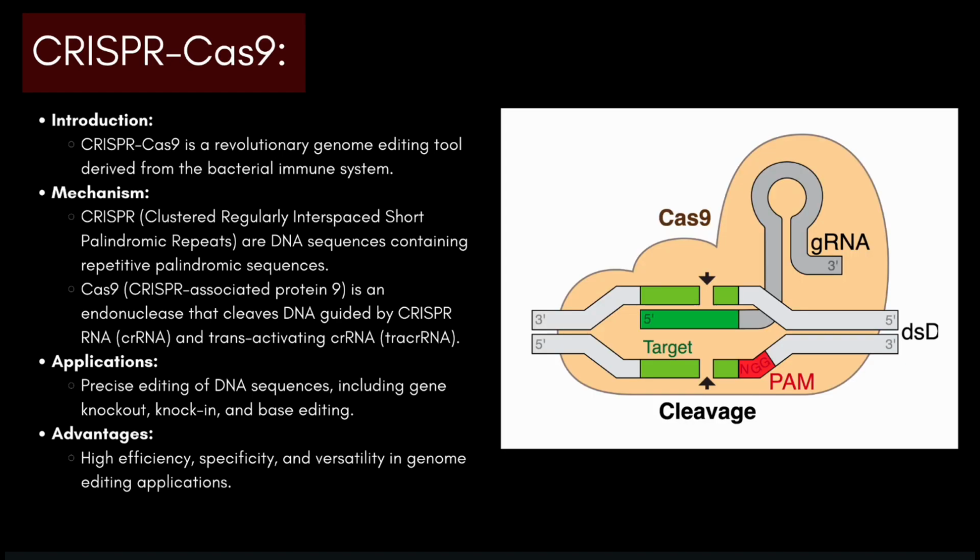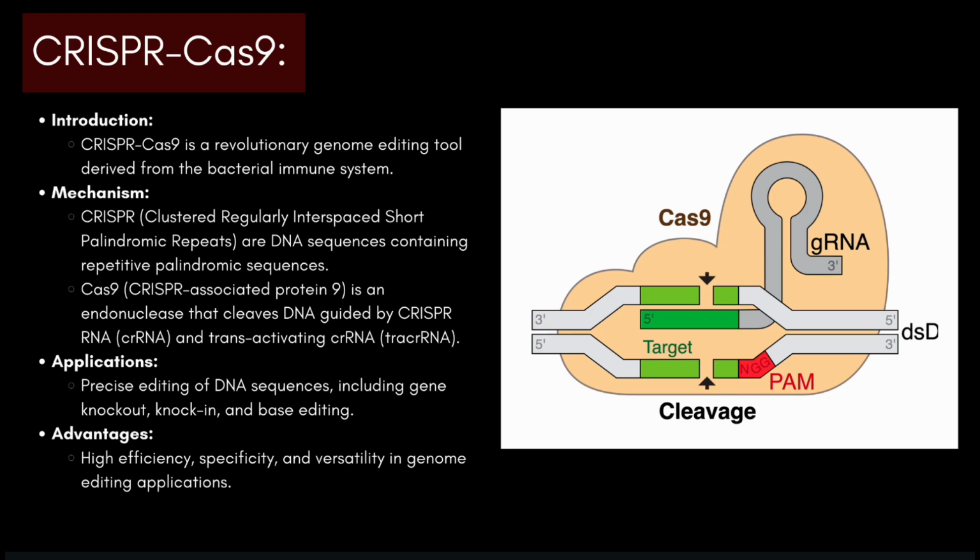Next, we have CRISPR-Cas9. CRISPR-Cas9 is a revolutionary genome editing tool derived from the bacterial immune system. CRISPR stands for clustered, regularly interspaced, short palindromic repeats, or DNA sequences containing repetitive palindromic sequences. Cas9, CRISPR-associated protein 9, is an endonuclease that cleaves DNA guided by CRISPR RNA and transactivating crRNA, also known as tracker RNA.